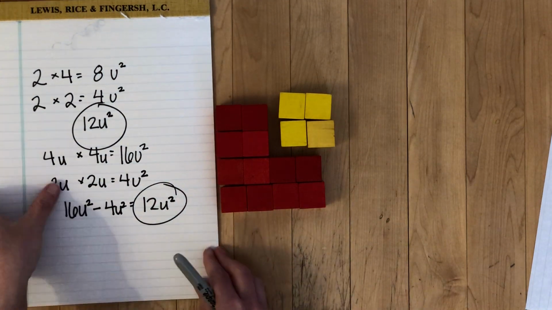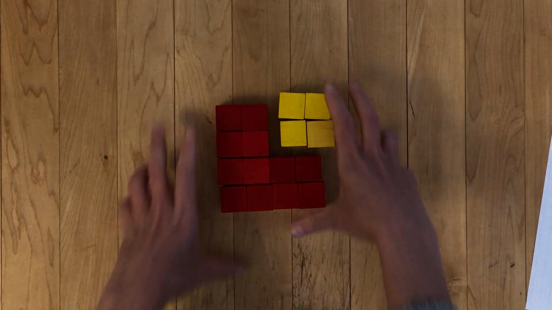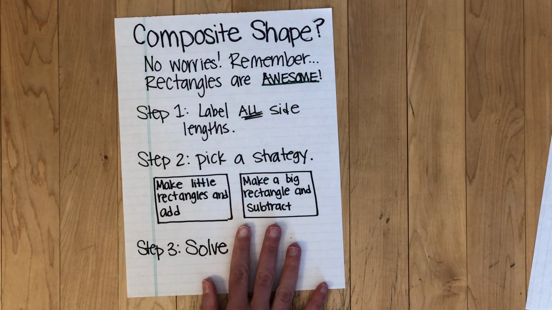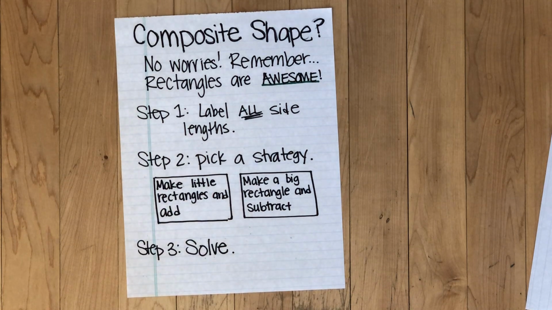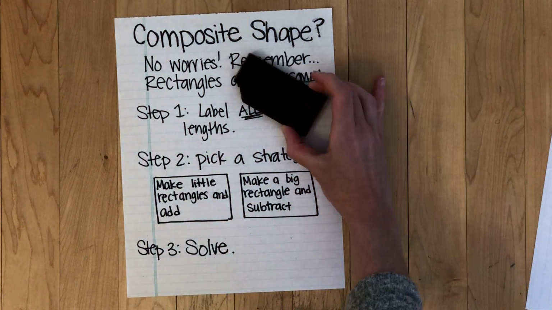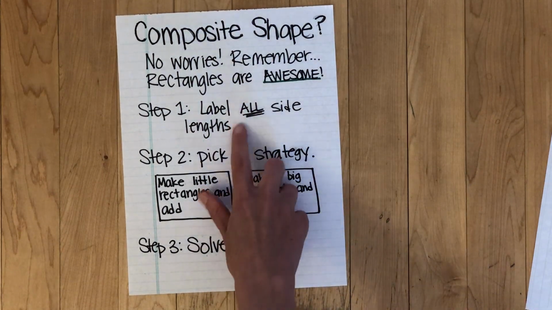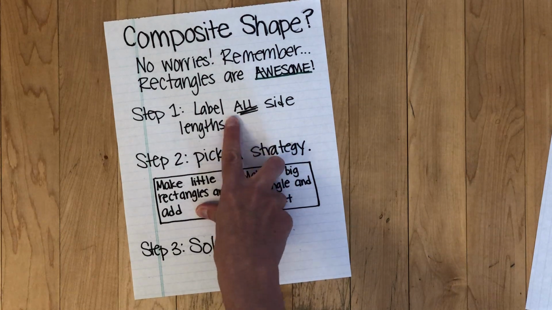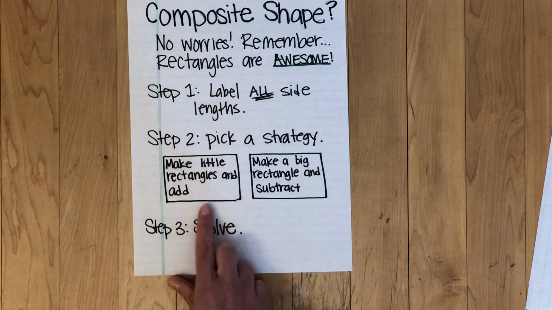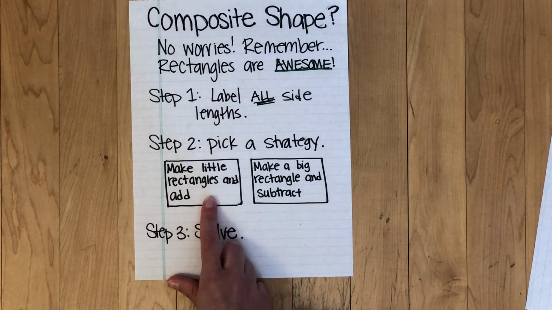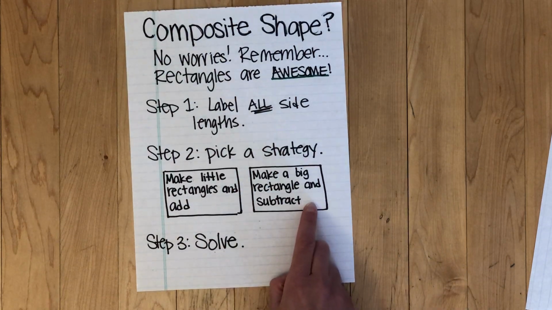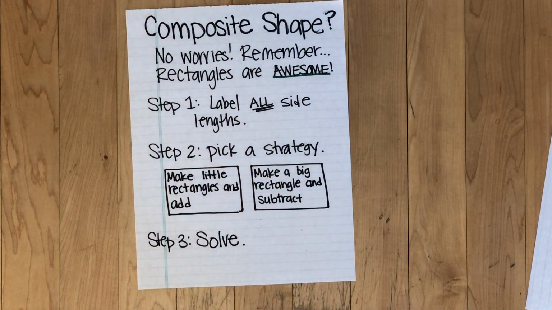All right, so what we just talked about was the two ways to find the area of composite shapes. If you have a composite shape, those weird looking shapes, don't worry, remember, rectangles are awesome, mostly because they're the shape of chocolate, but also for other reasons. We label all our side lengths, so we figure out all our side lengths. We pick a strategy. We're either going to make little rectangles and add, or make a big rectangle and subtract. And then we're going to solve.